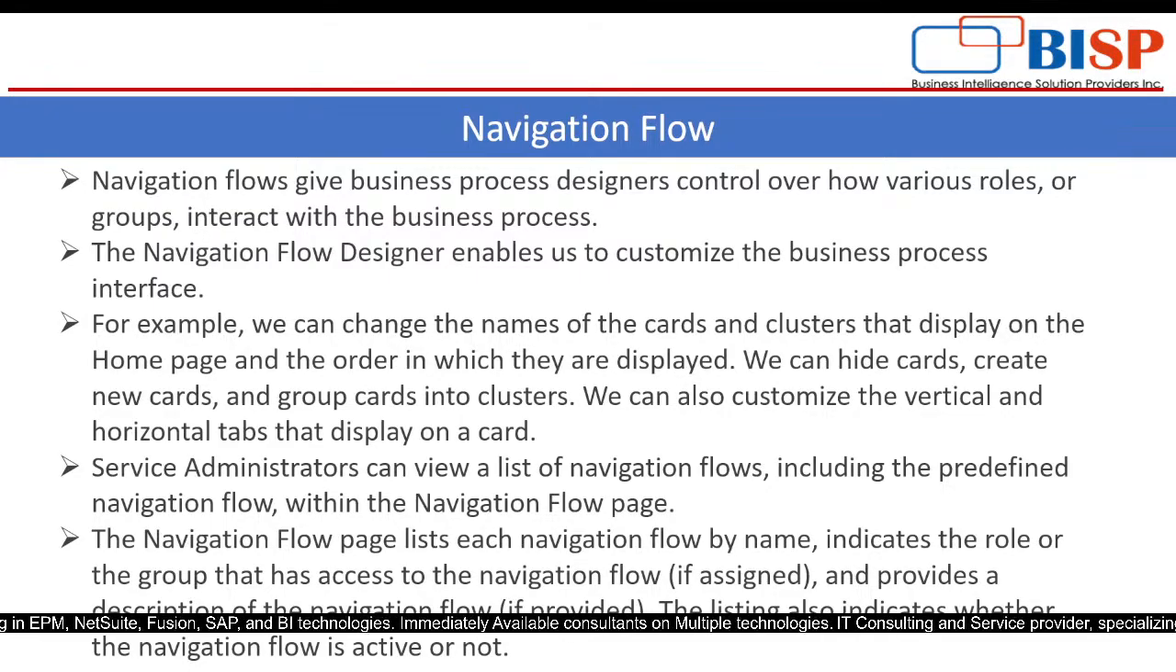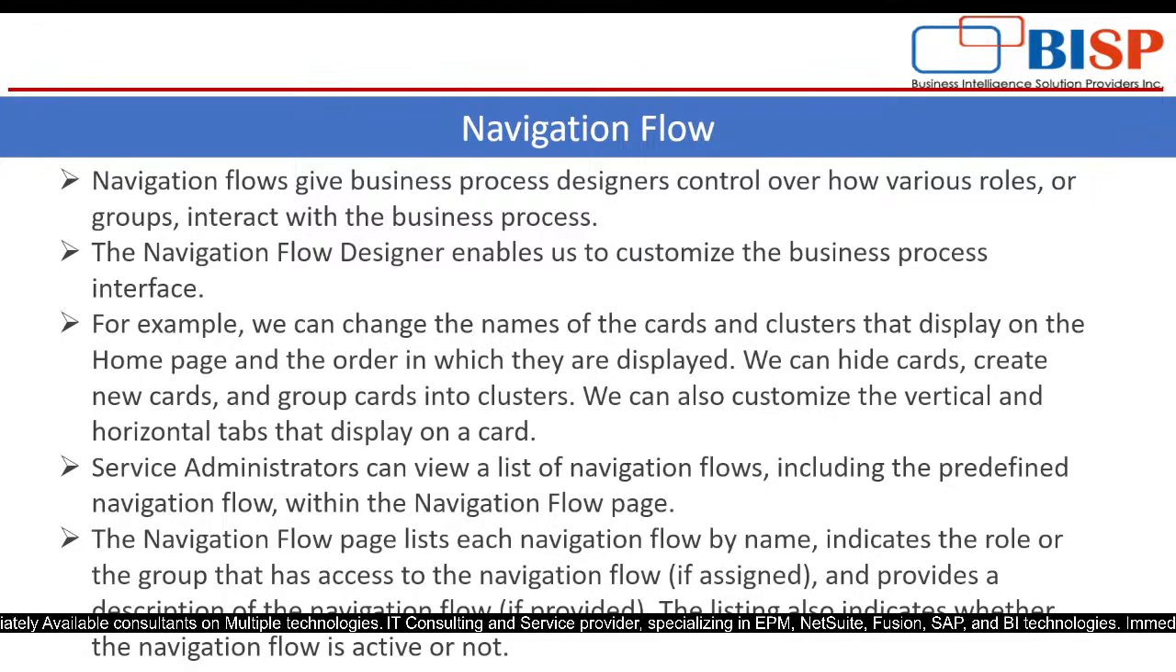So navigation flow gives business process designers control over how various roles or groups interact with the business process. The navigation flow designer enables us to customize the business process interface. For example, we can change the name of the cards and clusters that display on the home page and the order in which they are displayed. We can hide cards, create new cards and group cards into clusters. We can also customize the vertical and horizontal tabs that display on the cards.